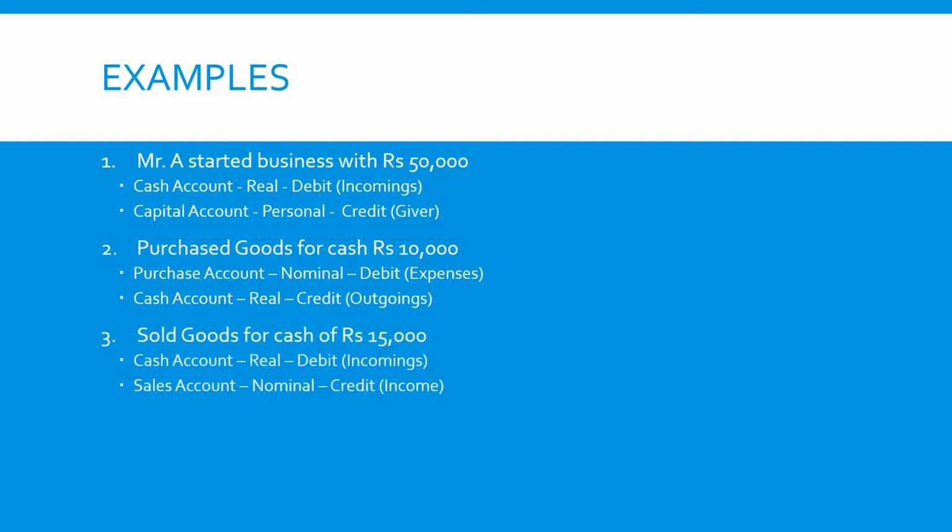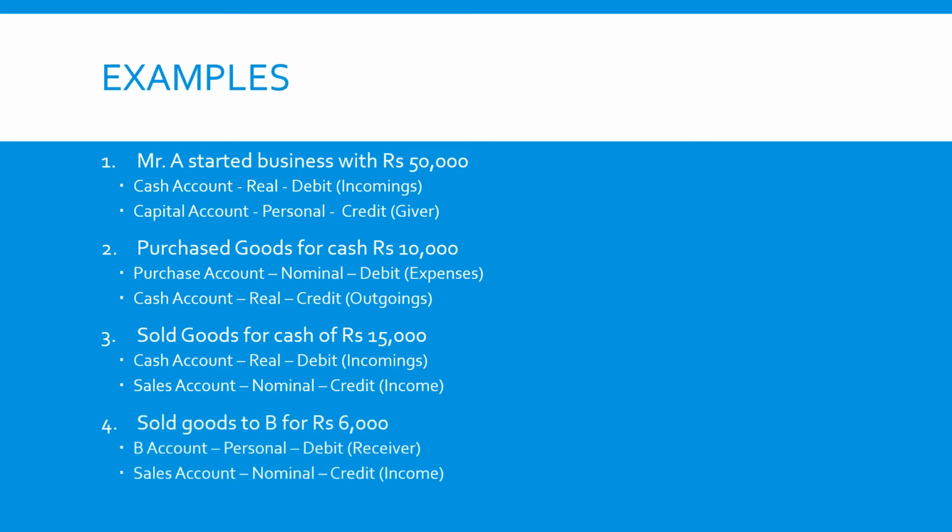Let's go for another example. Sold goods for cash for 15,000. Here again there are two accounts involved. One is your cash account, which is again a real account, and as per the rule it should be debited. And sales account is again a nominal account. As per the rule of the nominal account, credit all incomes and gains, and sales is an income for us, so we are crediting that.